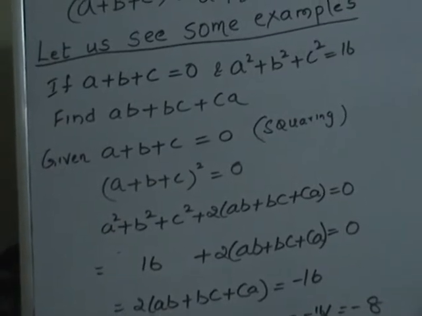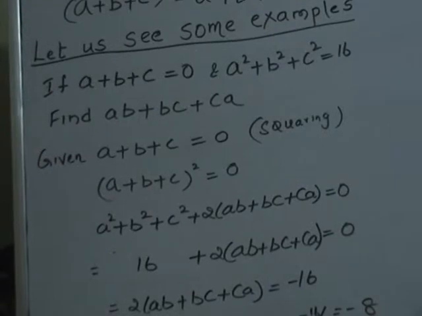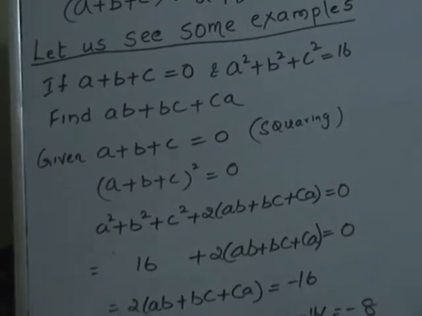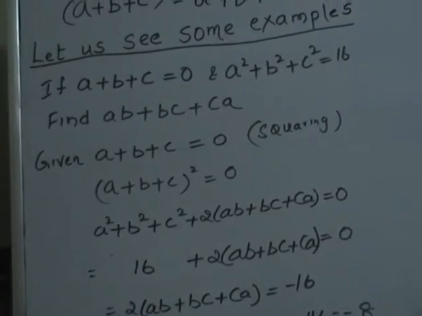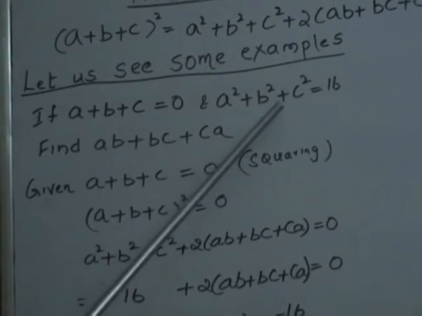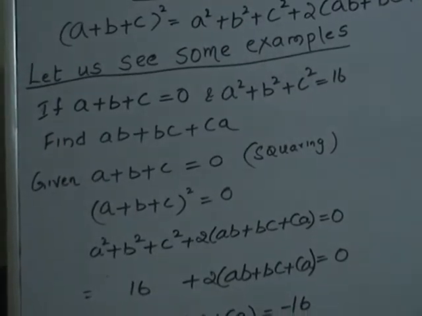In the earlier two examples, we have seen how to find the value of a + b + c and a square + b square + c square. Now, let us see another example where we have to find the value of ab + bc + ca. If a + b + c is equal to 0 and a square + b square + c square is equal to 16, find the value of ab + bc + ca.